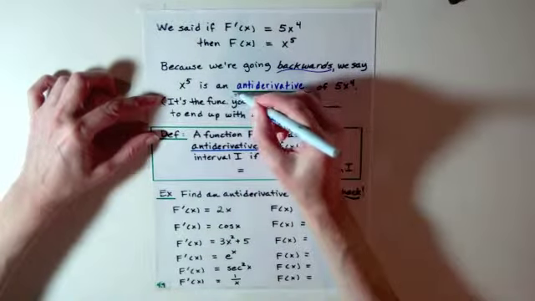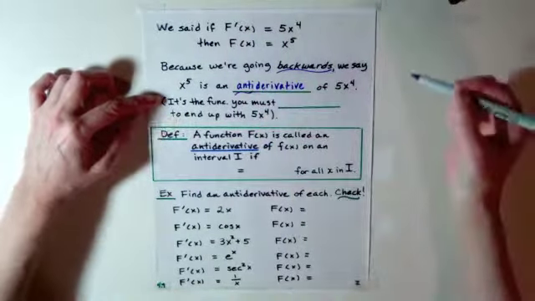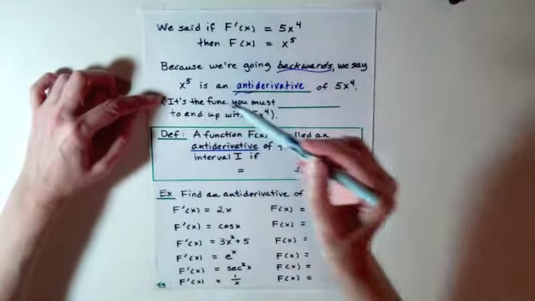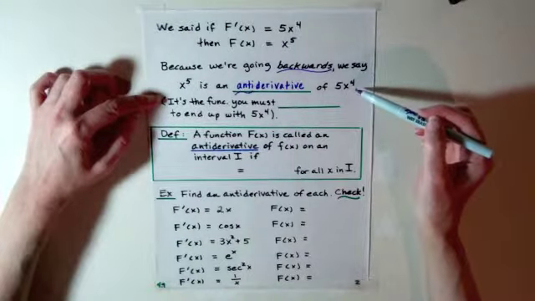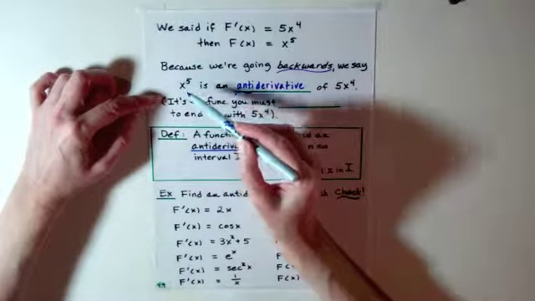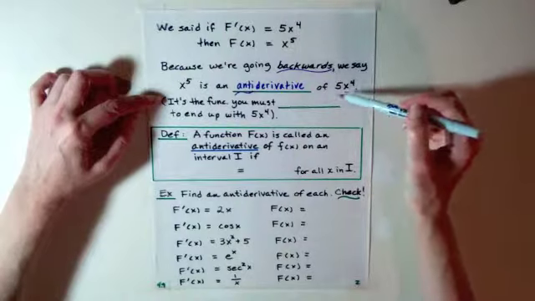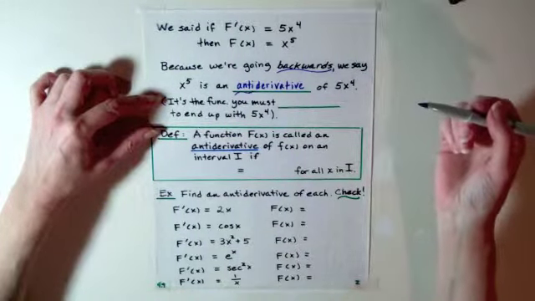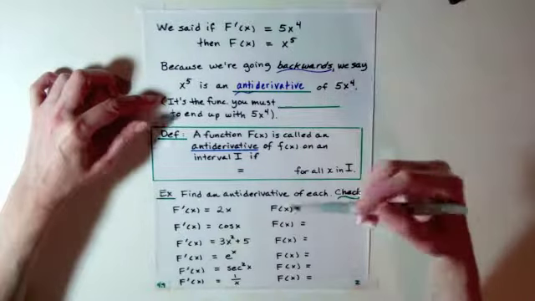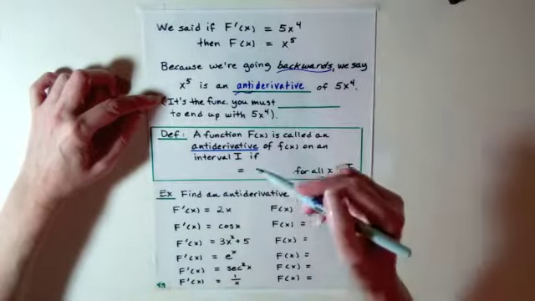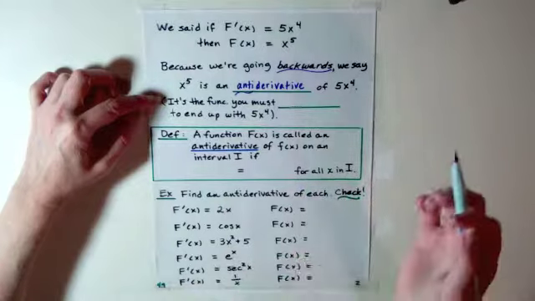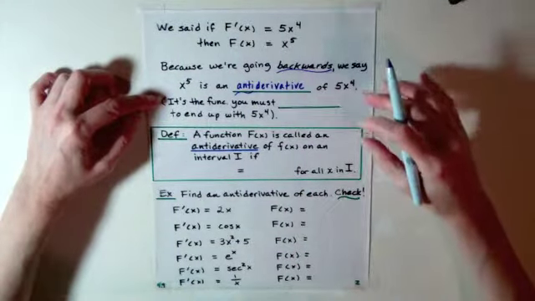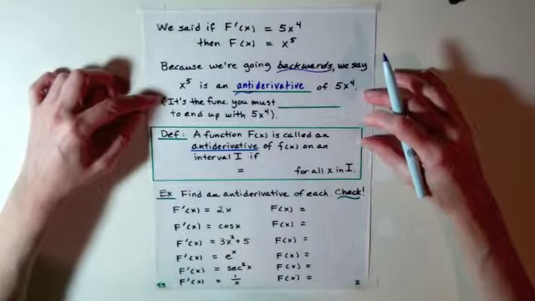And I think I even used this term on the last page. So when we do this process of going backwards, finding the function whose derivative is 5x to the fourth, we say that function that we found is an antiderivative of 5x to the fourth. Just like matter and antimatter are opposites of each other, differentiation and anti-differentiation are inverse processes, and we'll talk more about that a little bit later also.